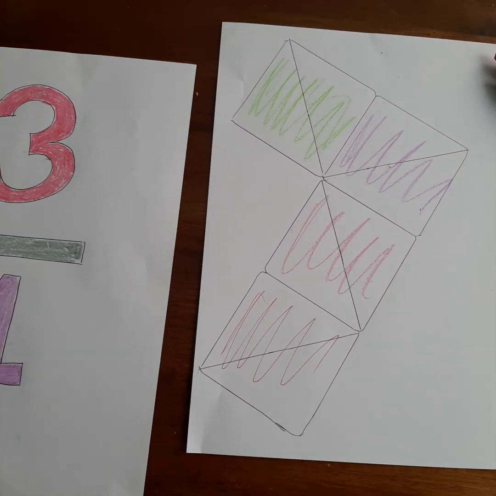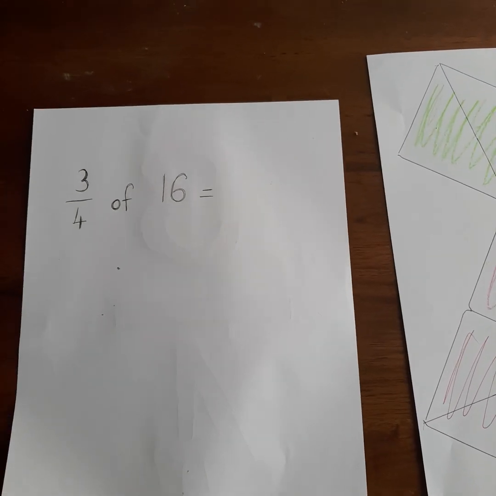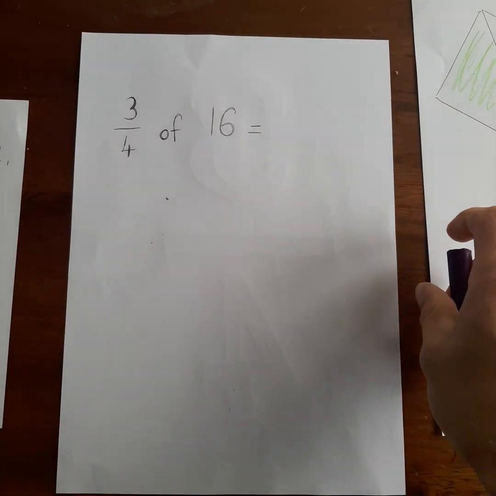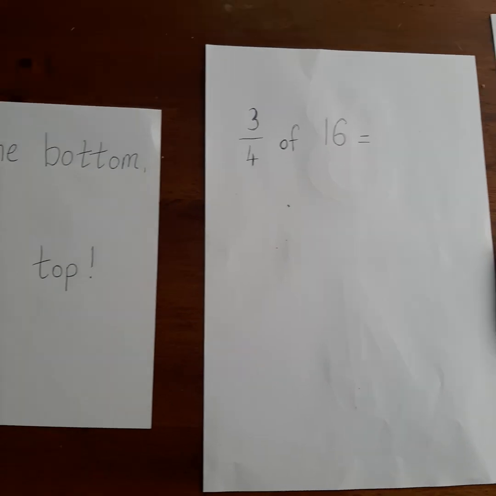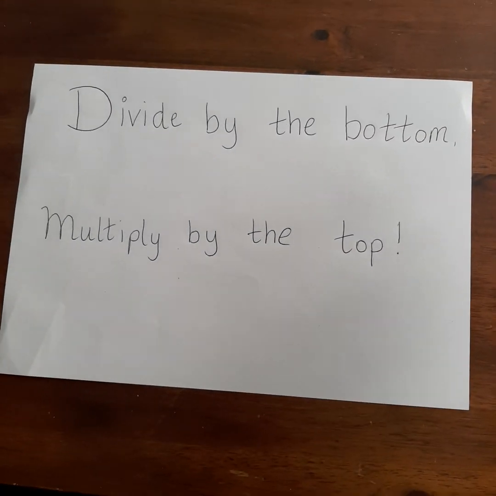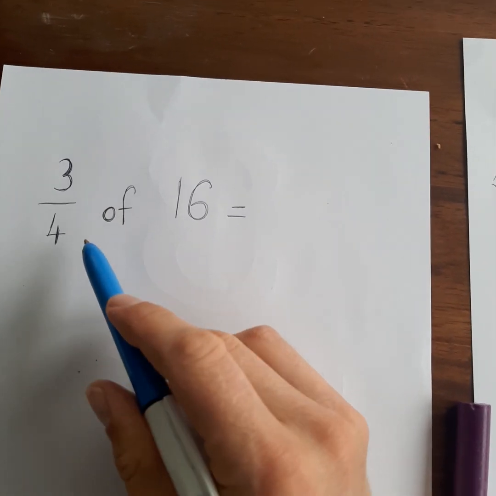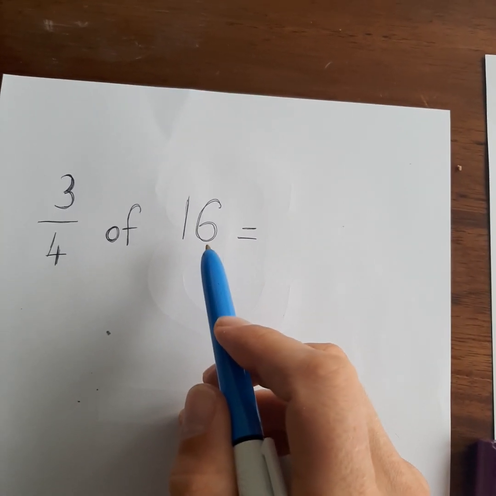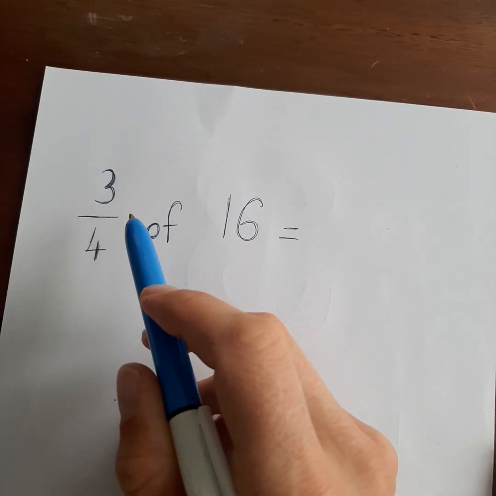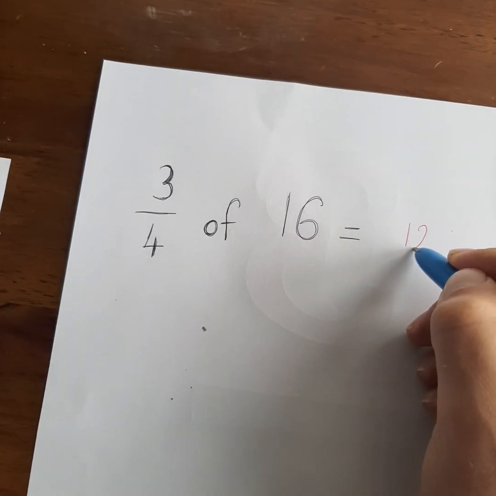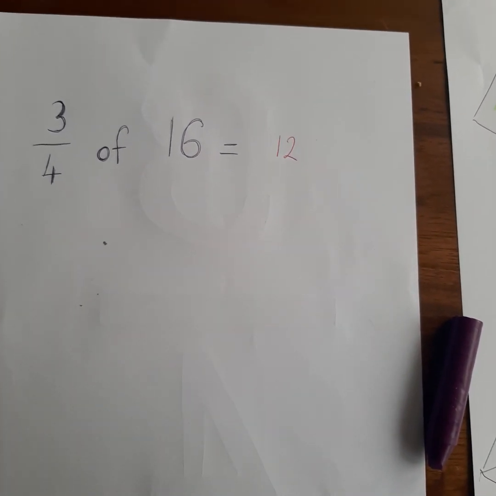Let's go to the abstract. Flip this over. I want to find what's 3/4 of 16. Remember my formula, divide by the bottom, multiply by the top. So we'll divide by the bottom. 4 into 16 goes 4 times. 4 times 3 is 12. So I think that 3/4 of 16 is 12.